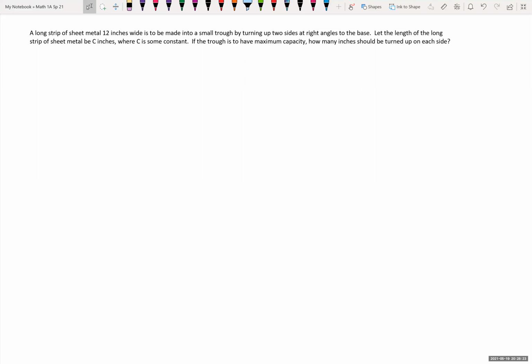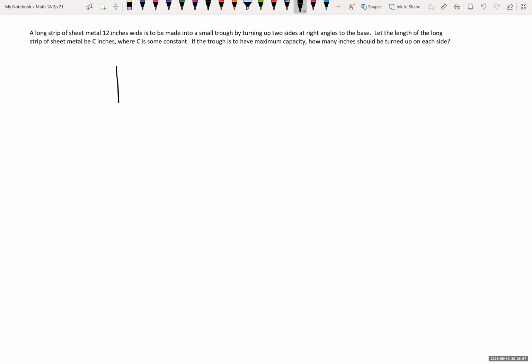So this was the second problem on version B, and it says a long strip of sheet metal 12 inches wide is made into a small trough by turning up two sides at a right angle to the base. Let the length of the long strip of sheet metal be C inches, where C is some constant. If the trough is to maximize capacity, how many inches should be turned up on each side?